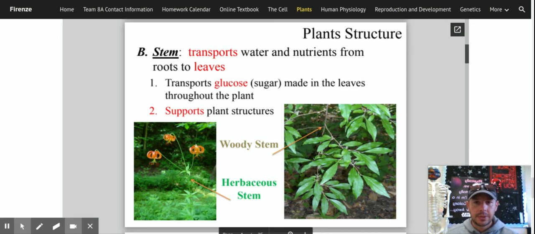There's two different kinds of stems. There's the brown stem that we call woody stems, okay, which we commonly see in trees and certain types of bushes. And then there's a herbaceous stem, which is a green stem, okay? Both do the same thing. Both are made of similar structures, but all in all, it helps transport the glucose, or the sugar, that they make in the leaves, okay? And it supports the plant itself.